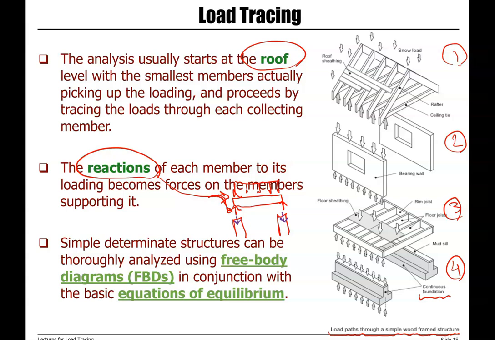Let's look at our simple wood framed structure here again, just to review that we have roof sheeting and a snow load, so we need to add live load and dead loads that we have in our roofing system. We also have rafters and ceiling tie. We calculate these reactions on both sides. So we have the reactions.